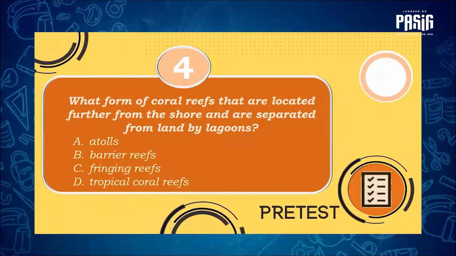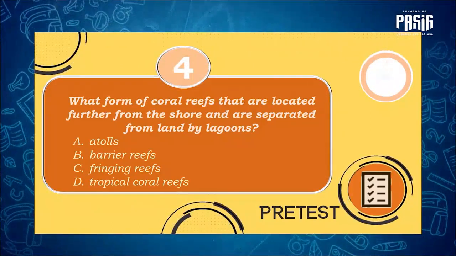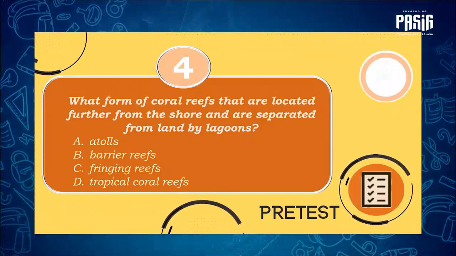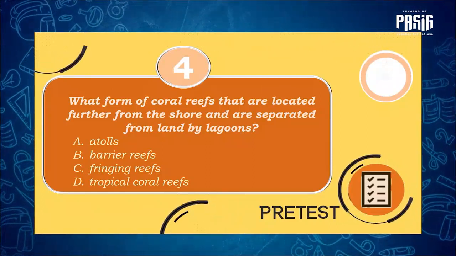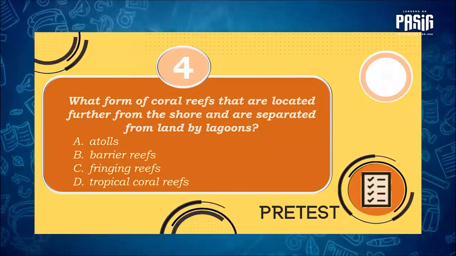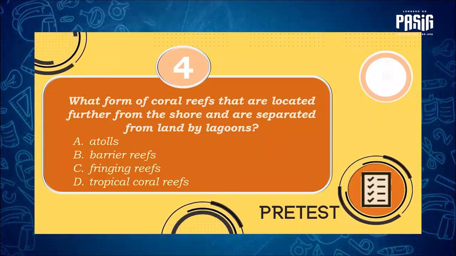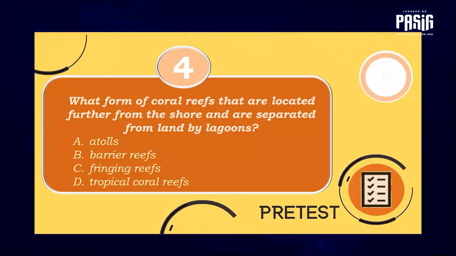What form of coral reefs is located farther from the shore and is separated from land by lagoons? A. Atolls. B. Barrier reefs. C. Fringing reefs. Letter D. Tropical coral reefs.